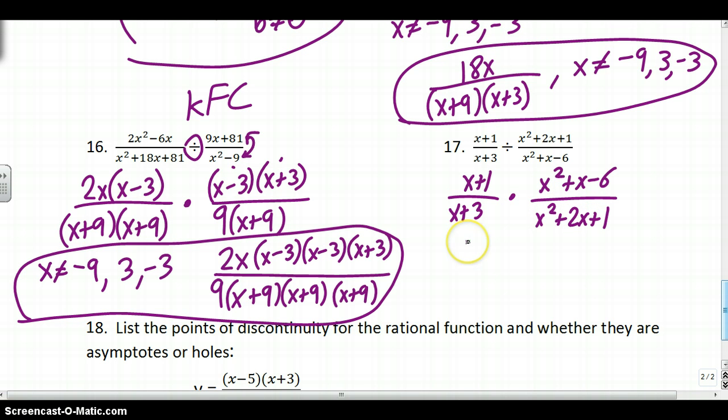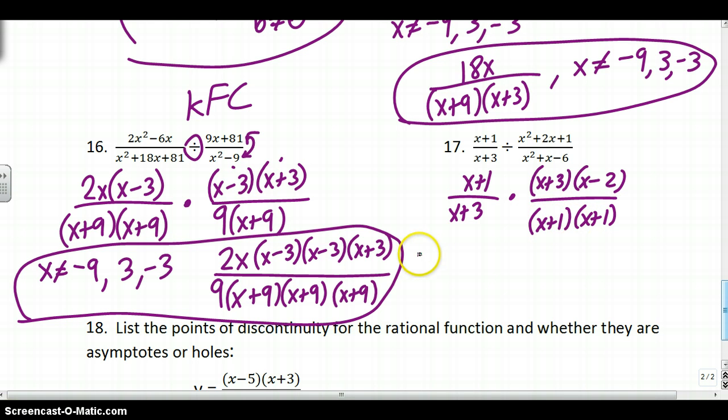Okay? So let's factor this. What multiplies to negative 6 and adds to 1? Well, that would be a positive 3 and a negative 2. What multiplies to 1 and adds to 2? Well, that would be x plus 1 and x plus 1.